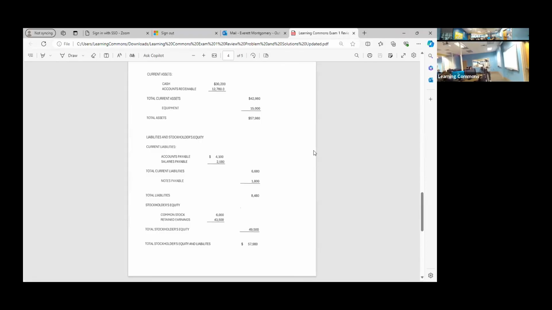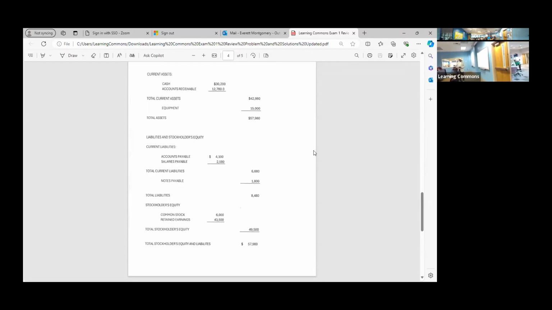Now we have to check to see if this thing balances. And how do we do that? We add total liabilities and total stockholders' equity. When we add total liabilities and stockholders' equity, it comes up to 57,980, which is equal to the total assets. That's where it balances. That's where your accounting equation is.